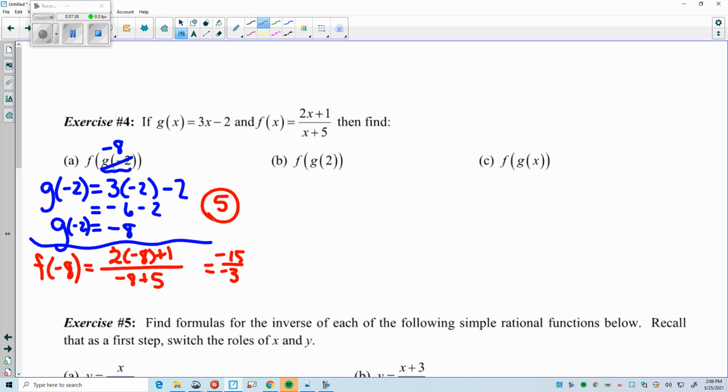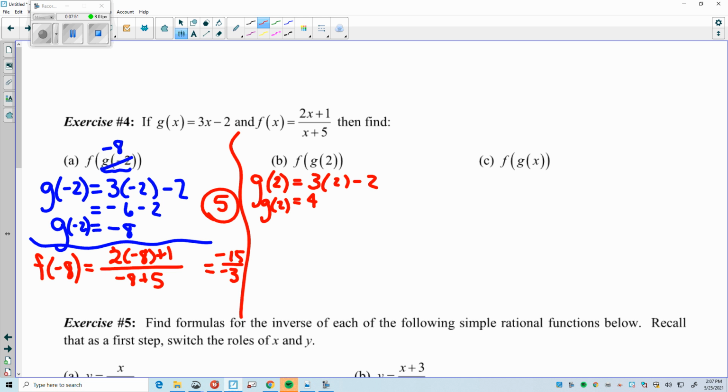Okay, we'll try another one. We're going to try letter B. So letter B, same thing, I have g of positive 2. So again, we're going to start with the g function. So starting at g, I'm going to plug in a 2. So we have 3 times 2 minus 2. 3 times 2 is 6. 6 minus 2, we're going to get 4. So the g of 2 is 4.